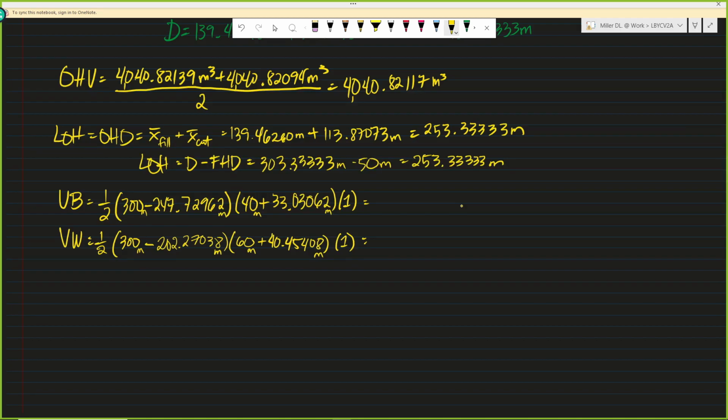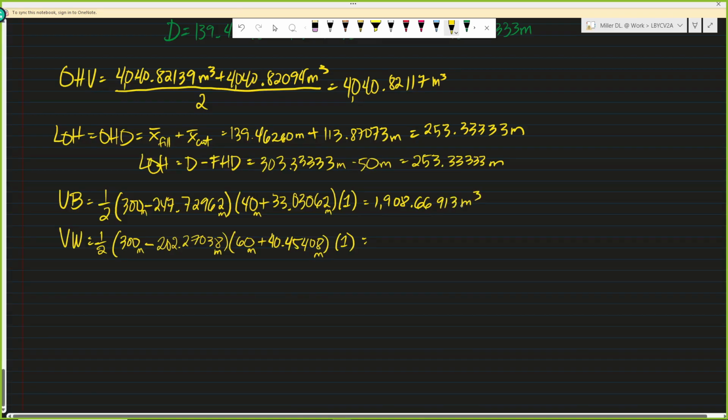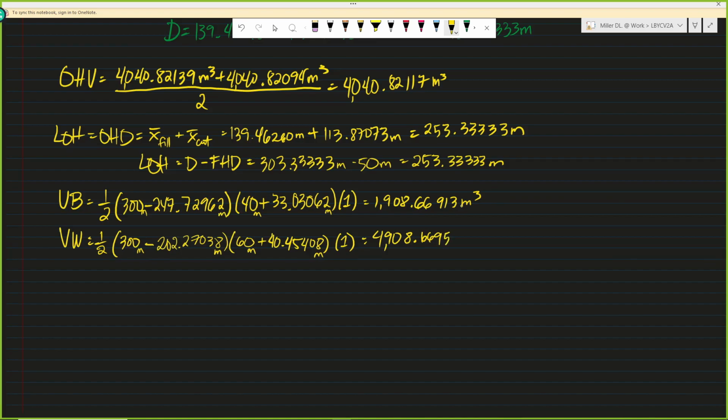Volume of the borrow is 1908.66913 cubic meter. On the other side, as for the volume of the waste, that's 4,908.66953 cubic meter. Okay? Now, next natin is we will determine the OH or the overhaul.